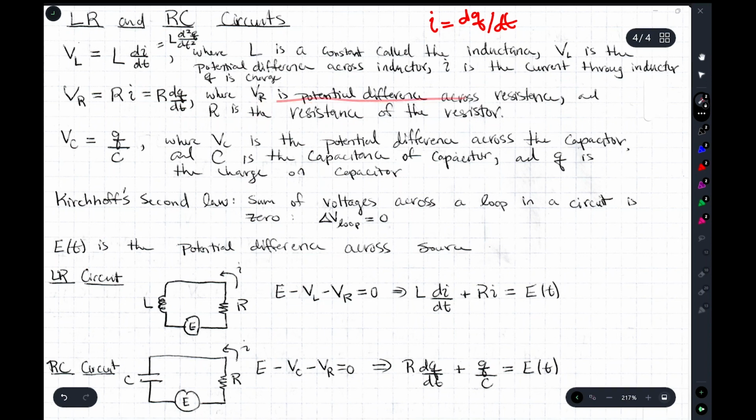So, this just defines what I just said. V sub C, the voltage across a capacitor, is equal to the charge over C.